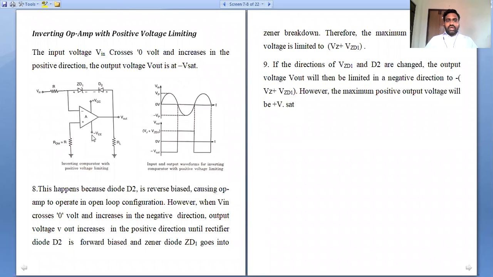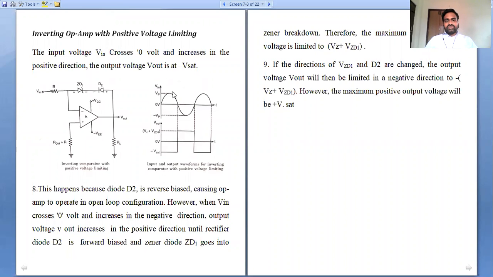If we see the operation of this circuit, the input voltage is applied to the inverting terminal, and the input voltage crosses the reference value and increases towards the positive direction.